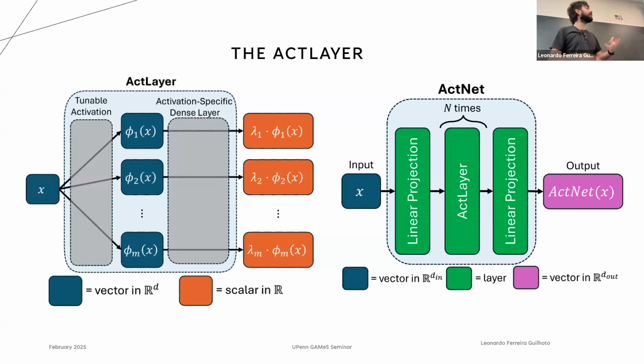So the end result is what I call the ActNet: you have an input x, and we compose a lot of these act layers. In addition, I also have a linear projection at the very start and a linear projection at the very end to help fix the latent dimension or the output dimension. In some experiments, I found that this helped a lot with performance, and it doesn't really hurt any of the expressivity power of our network.